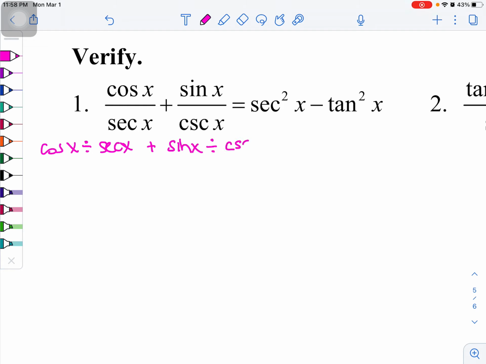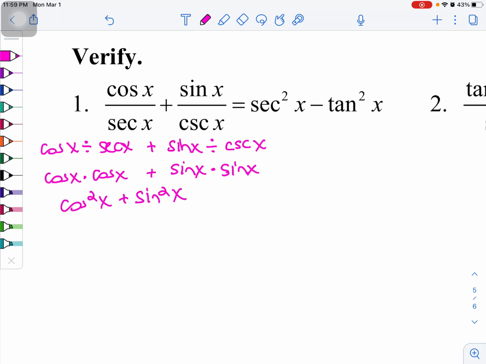So let's say we've got cosine of x divided by secant of x plus sine of x divided by cosecant of x. Well, let's see. Secant of x is 1 over cosine. So if I multiply by the reciprocal, so I can get rid of the division, I'm really just multiplying by the cosine of x. And the same thing holds true for sine here. The reciprocal to cosecant is sine of x. So I've got cosine squared x plus sine squared x, which can be rewritten as 1.